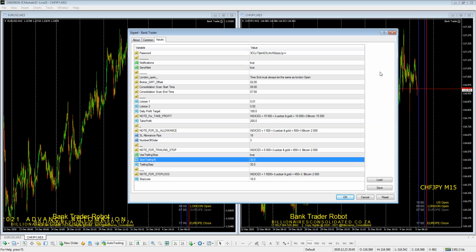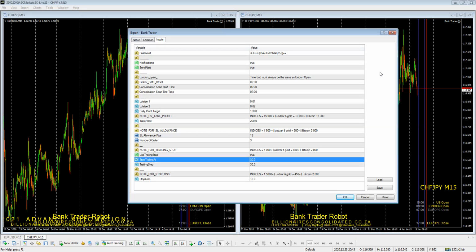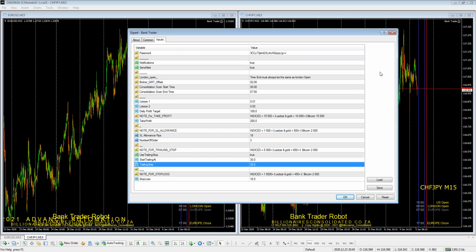But if you put it as the same, if you say 10, 10, then when you see 10 points in your favor, it will move to break even. But if the trailing step is higher than the trailing start, then it will only move the stop loss to the distance of 30 pips or whatever amount you put in between. Then we'll start trailing as it keeps going in your favor.